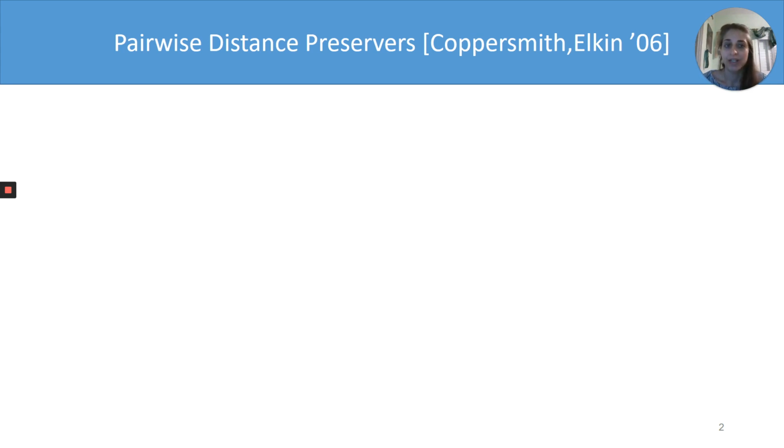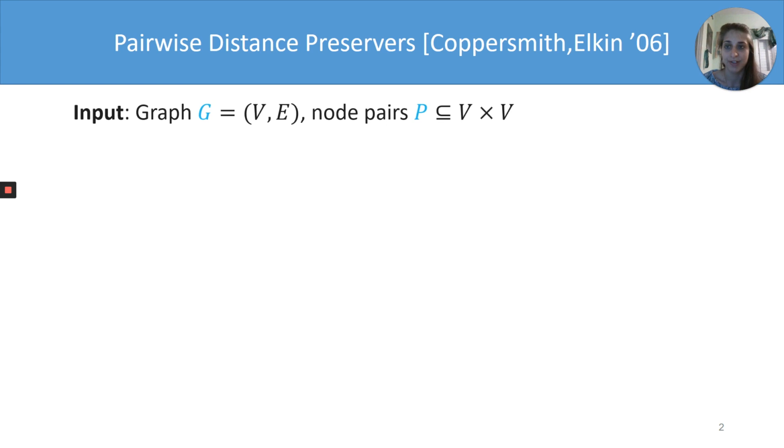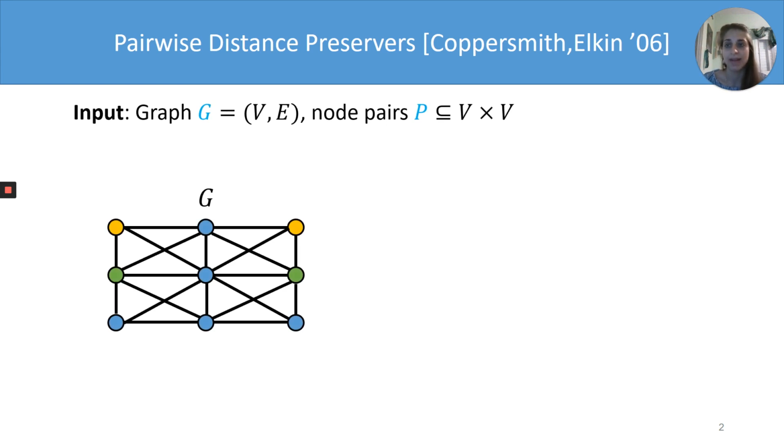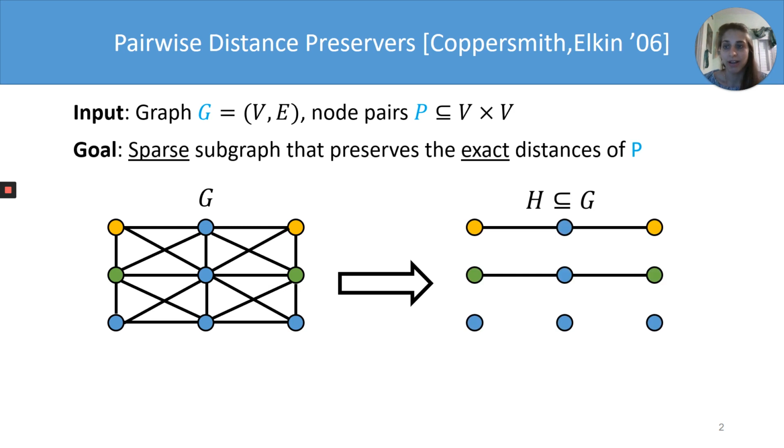Now let me start with a general definition of a distance preserver. The input for this problem is a graph G and a set of node pairs P, where the goal is to calculate a sparse subgraph that preserves exact distances between the pair nodes of P. So here in the illustration you can see that the distance between the yellow pair node is exactly the same in H and in G, and same goes for the green pair. But in H, we try to make it as sparse as possible.